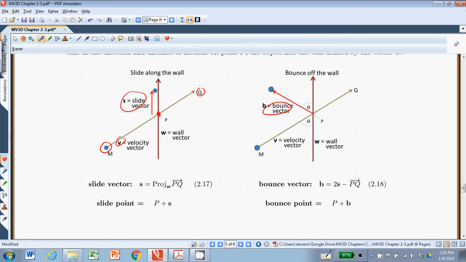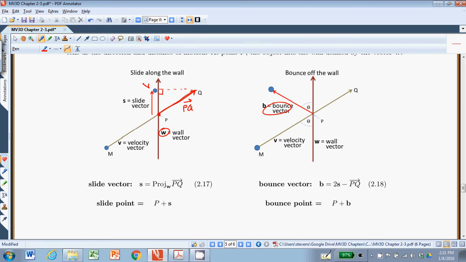To get these different responses, the slide response is really quite easy. You do have to figure out what p is. But once you have pq, this vector, all you have to do is project that onto the wall vector, and that gives you your slide vector. So that's your slide. It's a pretty easy thing to get. It's a simple projection of what's left of your velocity vector down onto the wall.